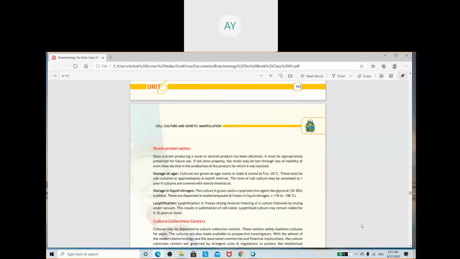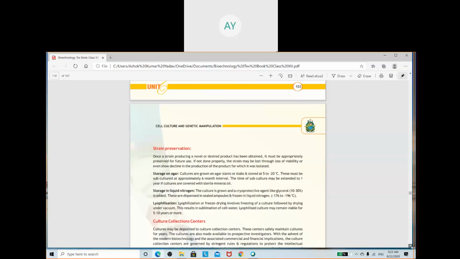So these are the different methods of preservation. Lyophilization and freeze drying are the same. The simple process is, first you put the bacterial culture at very low temperature. In that situation, the water present in the bacterial cell converts into ice, and then through vacuum drying we convert the ice directly into vapor.